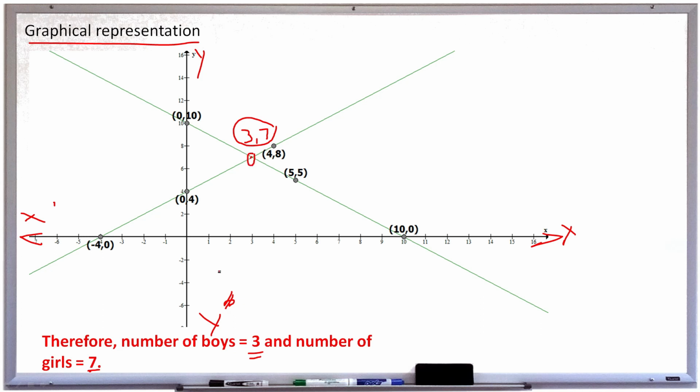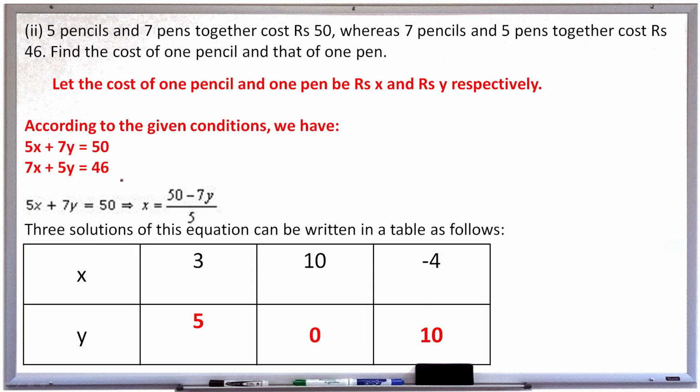So the number of boys is equal to 3 and the number of girls is equal to 7. Second question: 5 pencils and 7 pens together cost 50 rupees, whereas 7 pencils and 5 pens together cost 46 rupees. Find the cost of 1 pencil and that of 1 pen.